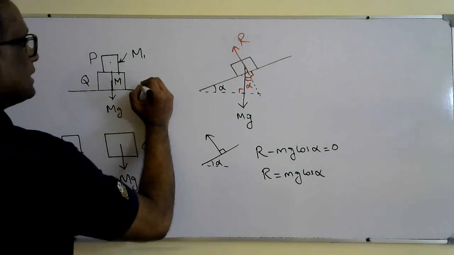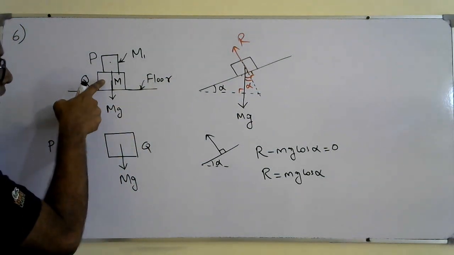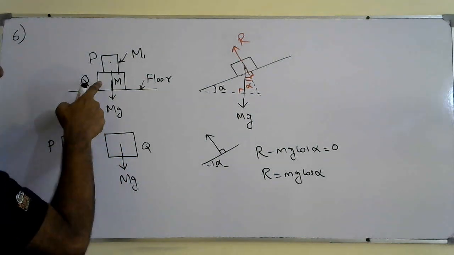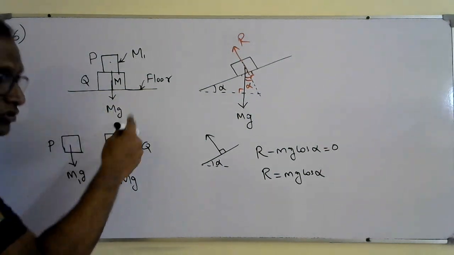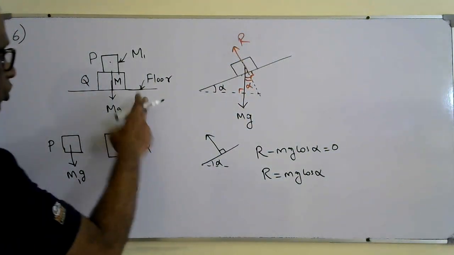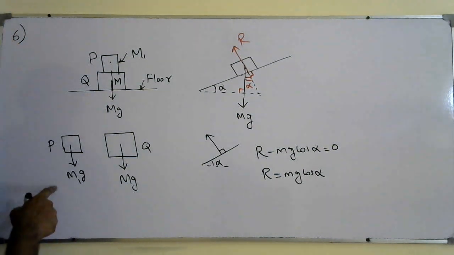With the floor, or table, whatever it is, only Q is in contact, not P. P is in contact with Q, but Q is in contact with the floor. So the normal reaction we are going to consider is between the floor and the object Q, the box Q. Okay, these are the two weights.